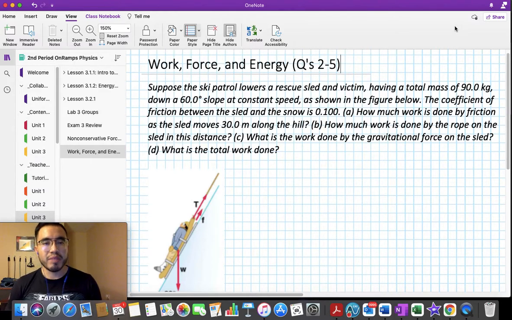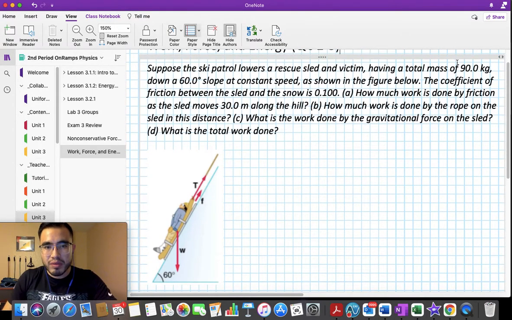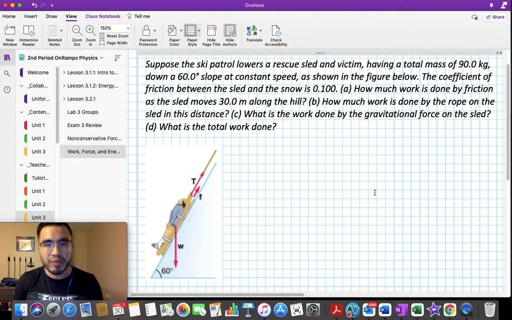It says, suppose the ski patrol lowers a rescue sled and victim, having a total mass of 90 kilograms, down a 60-degree slope at a constant speed, as shown in the figure below. So let me scroll down. There you go. This is the figure. The coefficient of friction between the sled and the snow is 0.1.